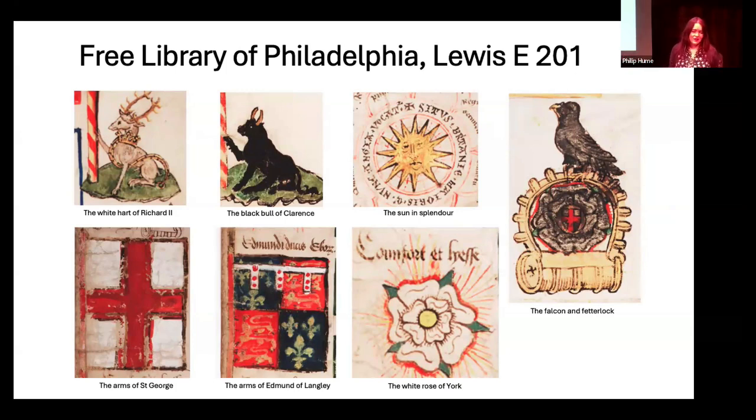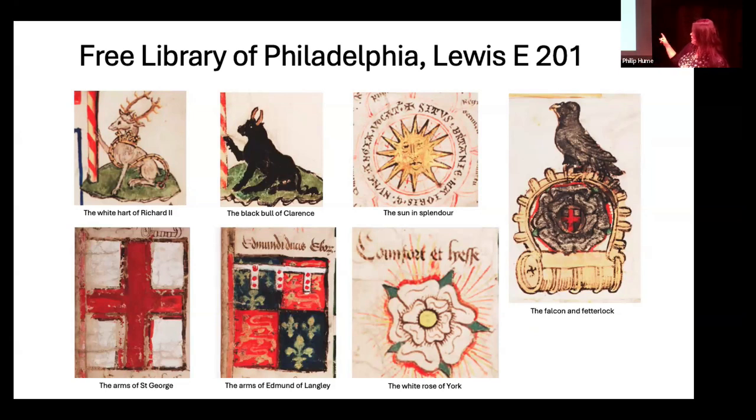We've got the sun in splendour, which was also used by Richard II, but seems to be a bit more of a personal symbol for Edward IV after the Battle of Mortimer's Cross, where he famously saw three suns in the sky, and he seems to have used the sun symbol a lot after that. You've got the falcon and fetterlock, which, as we discussed earlier, is a symbol of Richard, Duke of York, so linking himself to his father and his legitimacy.